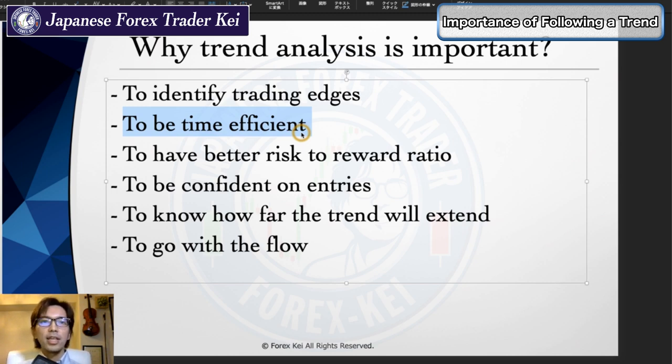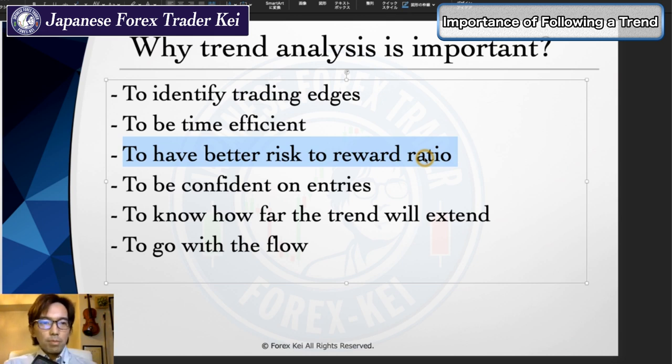And that's why trend capture is very important to be time efficient in investment. And also you have a better risk to reward ratio. When you take trades according to the trend, your risk is going to be minimized and your reward can be extended a lot. And you can easily find those spots as you take trades by the trend.